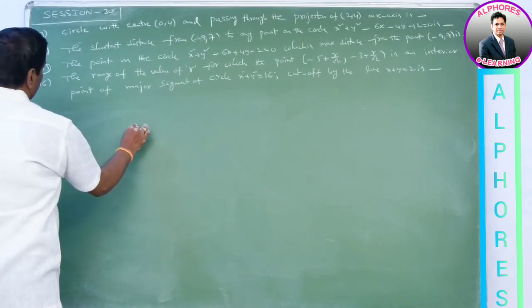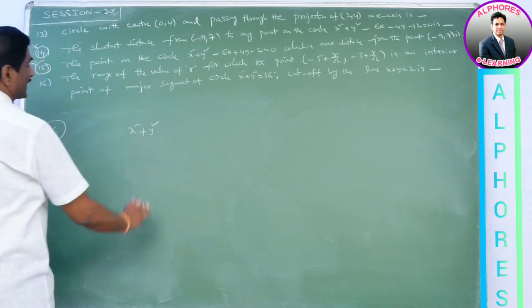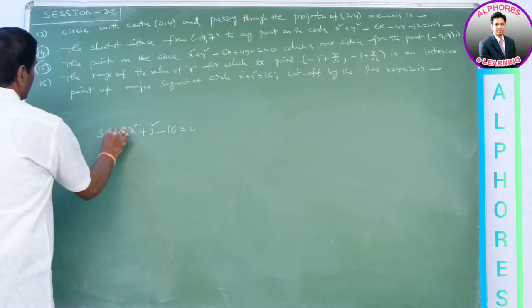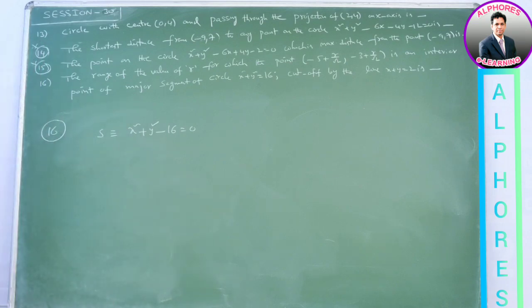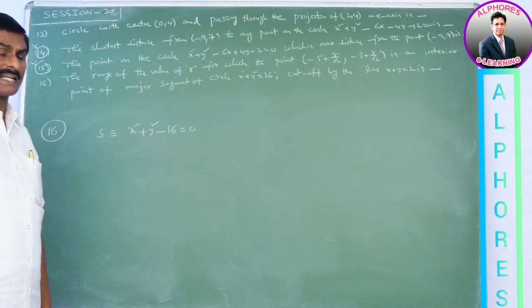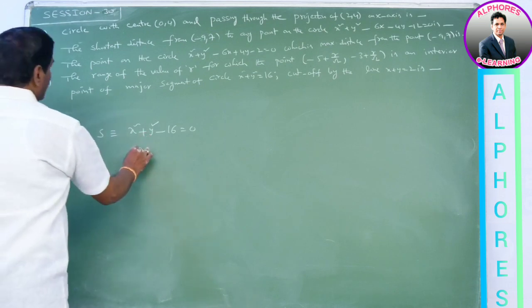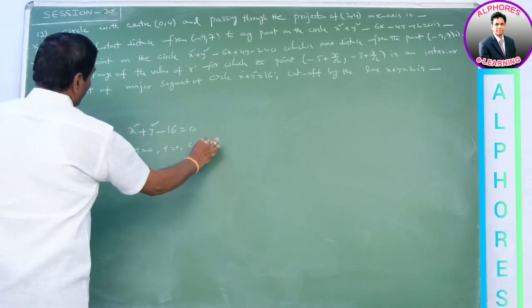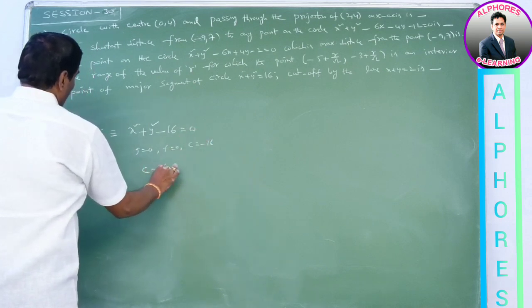Here the circle equation is x² + y² = 16, that means x² + y² - 16 = 0. Say this value is S. The equation of the circle is denoted by S = 0. What is the value of g? g = 0, f = 0, since the x coefficient is 0 and the y coefficient is 0. c = -16. So the center of the circle is (0, 0).